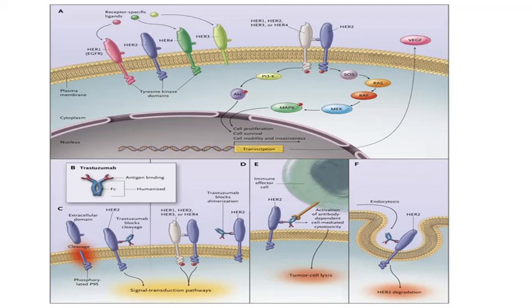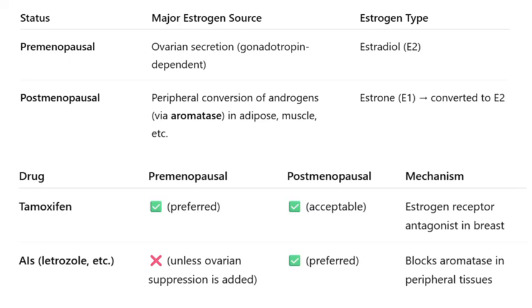In hormone receptor positive breast cancer patients that have an overexpression of estrogen receptors or progesterone receptors, they are treated with anti-estrogen medications to reduce tumor cell proliferation. Why is tamoxifen used in premenopausal women while aromatase inhibitors such as anastrozole and letrozole are used in postmenopausal women?